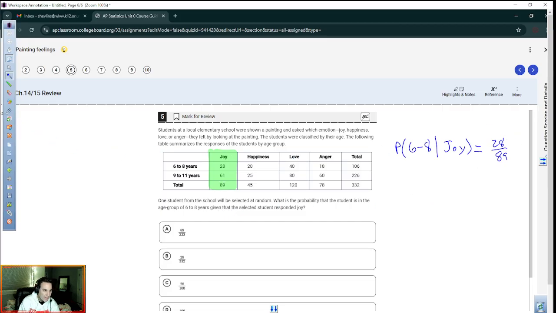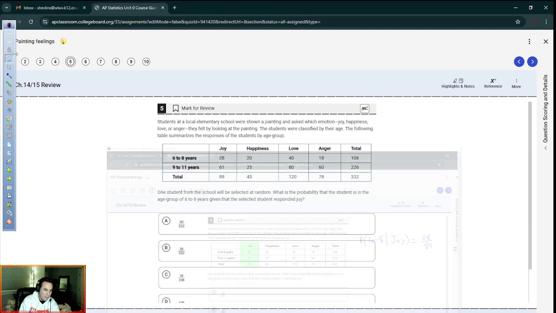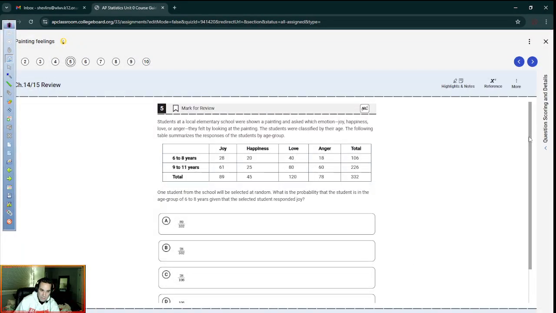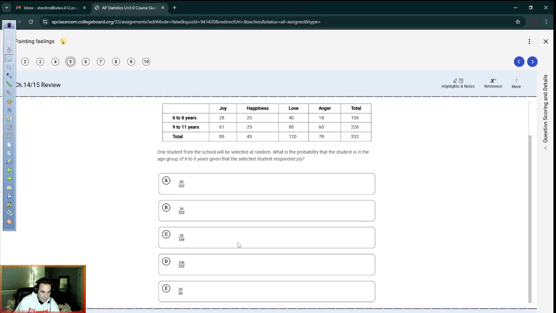I don't even see that answer. Let's see. We got to scroll down. 28 out of 89. There it is. Answer choice E. 28 out of 89. They're hiding it down there last. All these other ones are different ones. Most of them, 3 of them were out of the whole group.